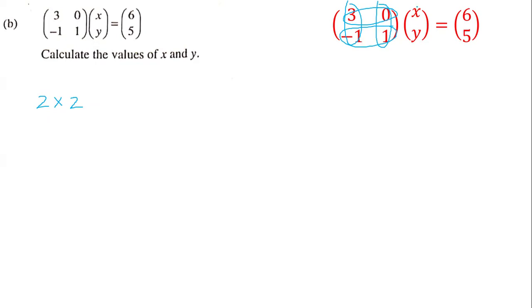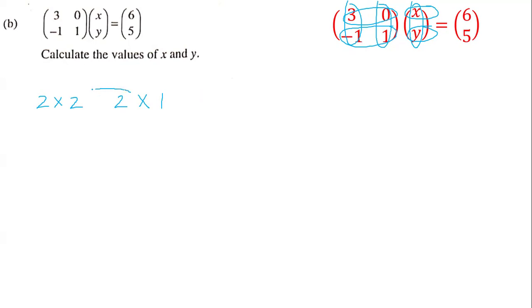And the next matrix that we have also has two rows. This is one row, this is another row. So it has two rows. And it has one column. So it's going to be one column here, right? So 2 by 1. And so the first matrix is a 2 by 2 matrix. The second matrix is a 2 by 1 matrix.